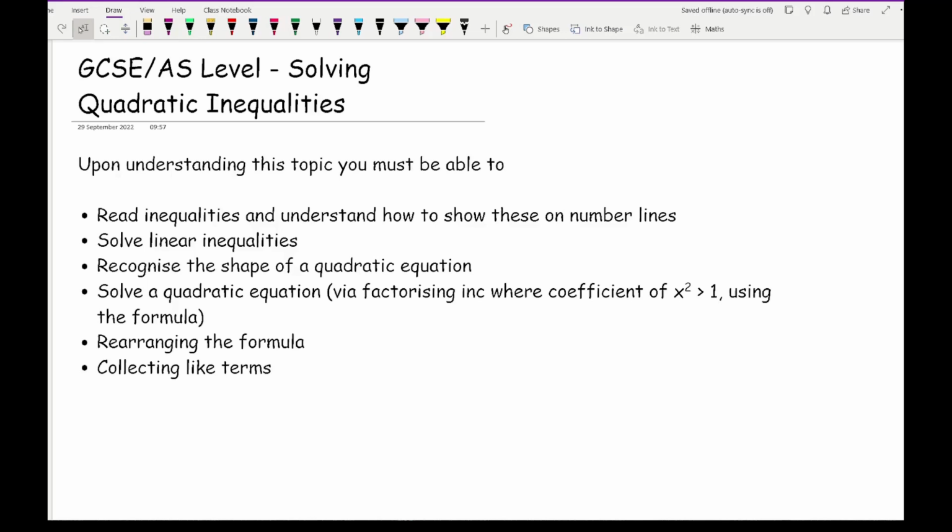You also need to be able to recognize the shape of a quadratic equation when it's plotted, so either a positive or a negative parabola, so either a happy face or a sad face. You also need to know how to solve a quadratic equation, using both factorizing and the quadratic formula, and when the coefficient of x squared is greater than 1. If you're not sure what coefficient means, it basically means the quantity of the x squared, so how many x squareds you've got, where it's usually more than 1. And you also need to be able to rearrange the formula and collect like terms, and those two topics tend to come in for more complicated quadratic inequalities.